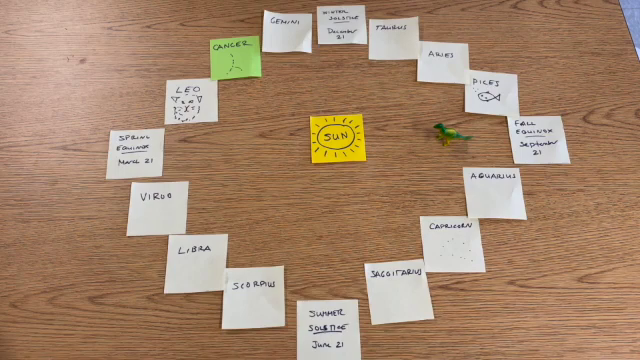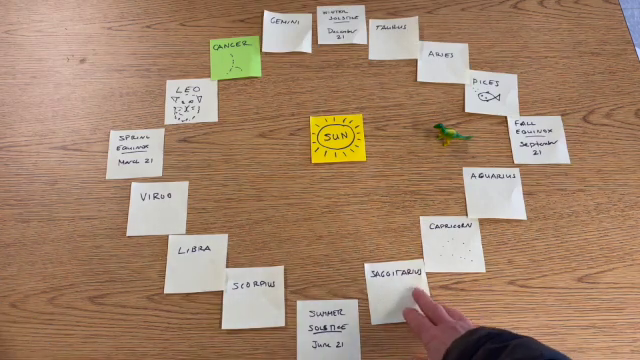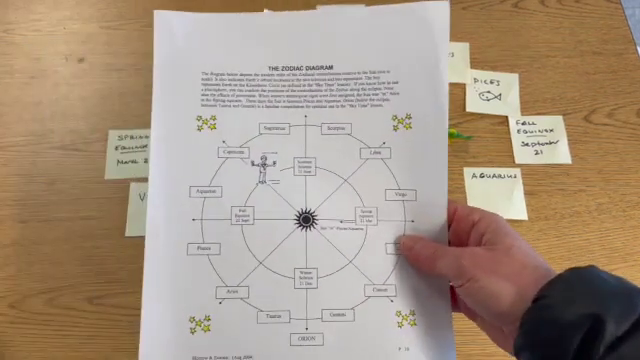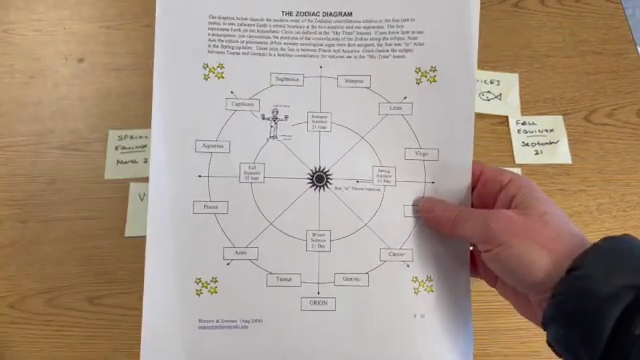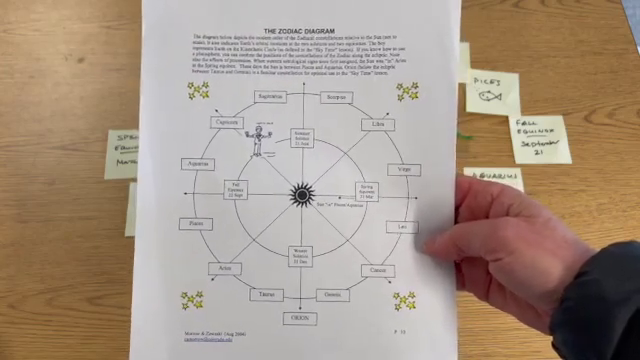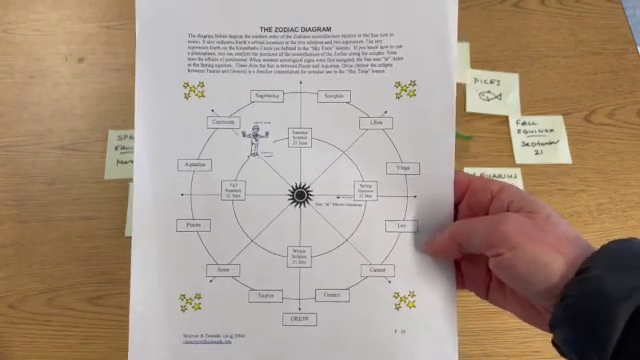So for my model, all I did is I just wrote the names of all of the zodiac constellations on sticky notes, and I laid them out according to this diagram. Now, there's a link to this diagram. You do need the diagram in order to do this. You don't have to print it. You can just look at it right on your screen, but it shows you exactly where everything goes.